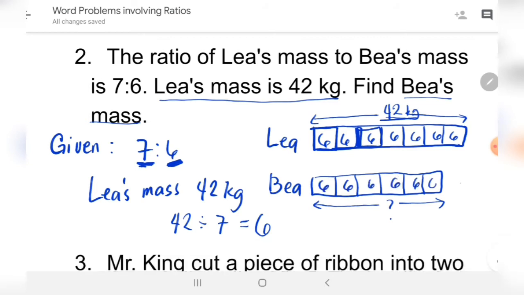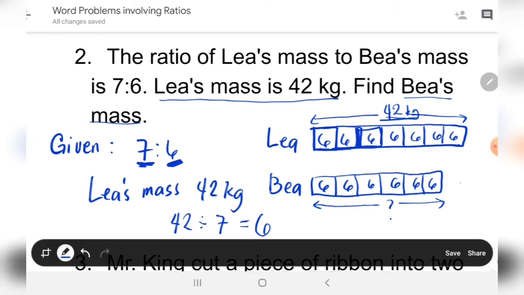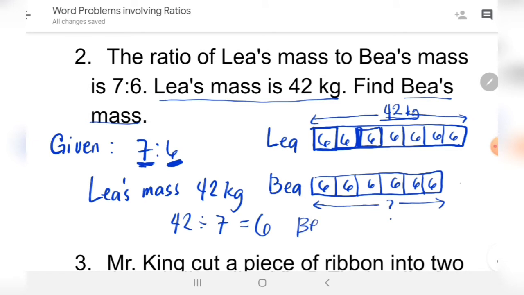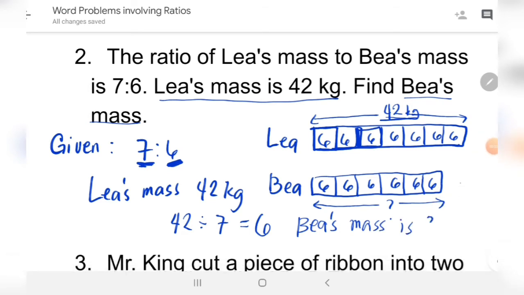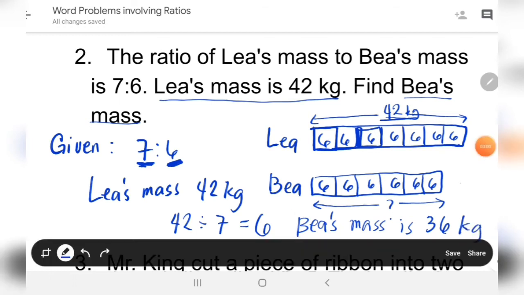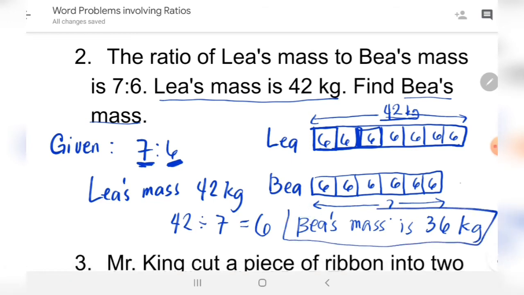In every unit, there are 6 kilograms. The question is, what is Bea's mass? Bea's mass is 6 times 6 equals 36 kilograms. That's our problem. Bea's mass is 36 kilograms.